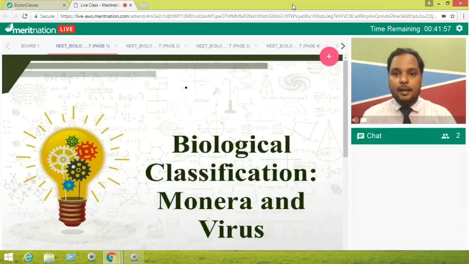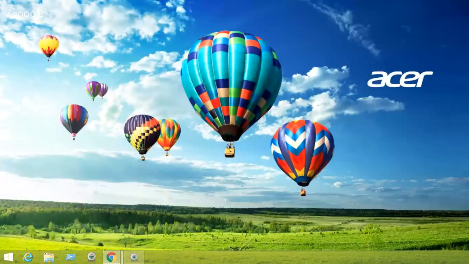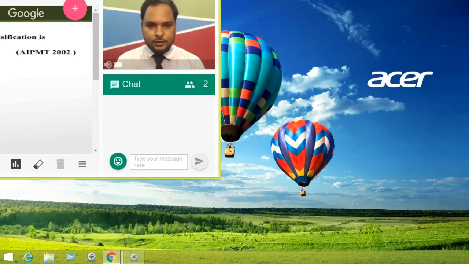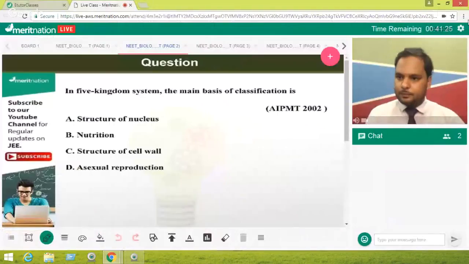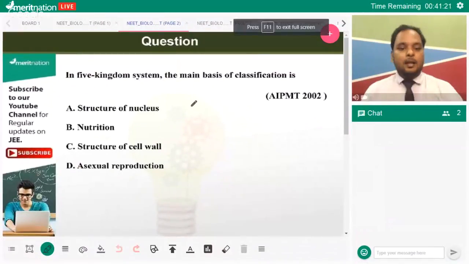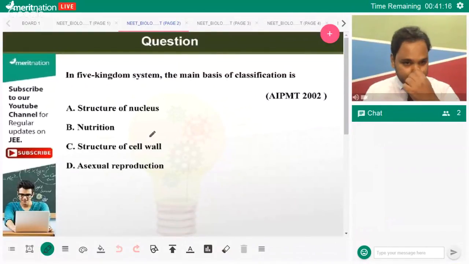Now let us move to our questions here. The very first question that I can show you is this one. In 5 kingdom classification, everyone, if you can see here, the main basis of classification is A, structure of nucleus, B, nutrition, C, structure of cell wall, and D, asexual reproduction. So quickly, give your answers, everyone. How many of you can give this answer? Okay, fine. I can find some answers here.